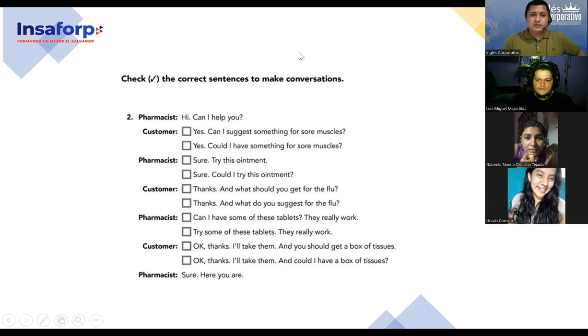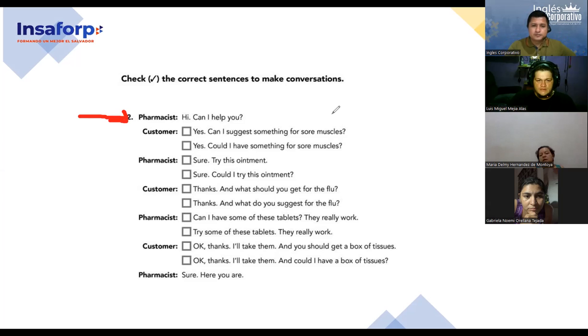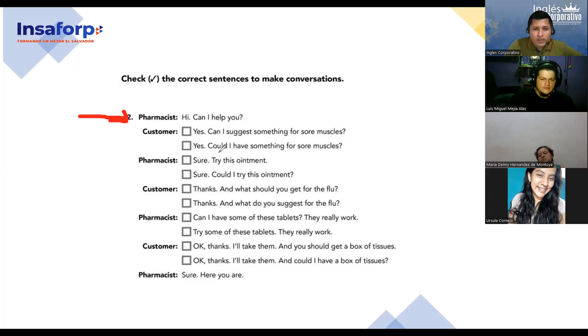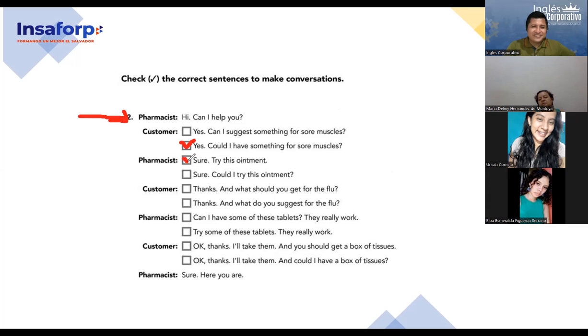The first one is the pharmacist, right? Hi, can I help you? Yes, could I have something for a sore muscle? Sure, try this ointment. Very good. Remember, right? Se acordaron el previous exercise. Teníamos el ointment. Very good.